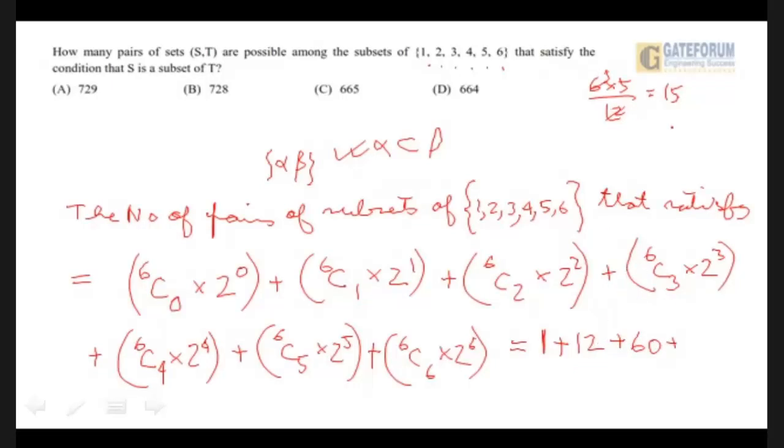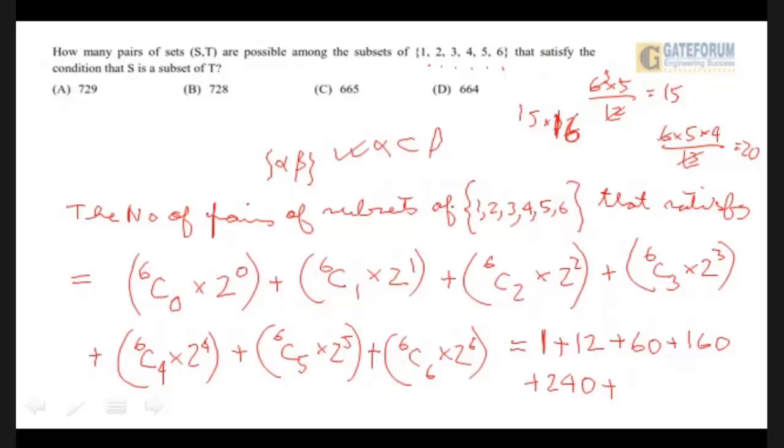Next 6C3. I hope you understand that this is 6 into 5 into 4 divided by factorial 3. So that is 20. You should be knowing 6C3 is 20. 20 into 8 is 160. 6C4 is nothing but 6C2, which is nothing but how much? 15. So 15 into, oh no, not 32. Sorry. This is 16. My apologies. 15 into 16. 15 sixes are 90. So 240. Right.